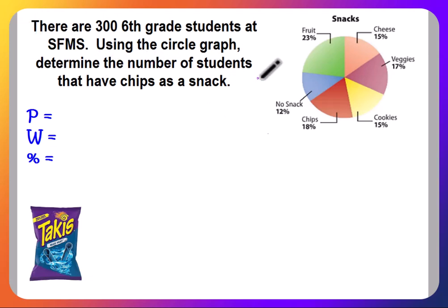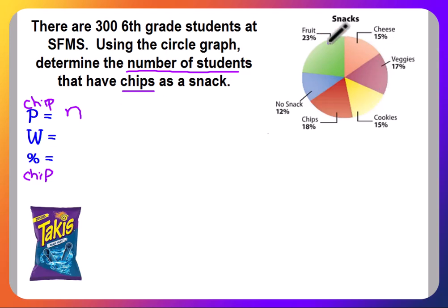Okay, there are 300 sixth grade students at Spring Forest Middle School. Using the circle graph, we're going to determine the number of students that have chips as a snack. So we want to determine what? The number of students that have the chips as a snack. Is that the percent? No. Is that the whole or the part? That's the part. So we're looking for the part. That's our unknown variable n. And the part we're looking for is the chip part, which means the percent needs to be chip as well.